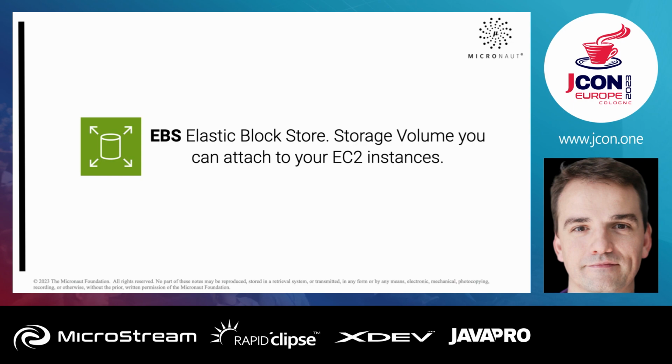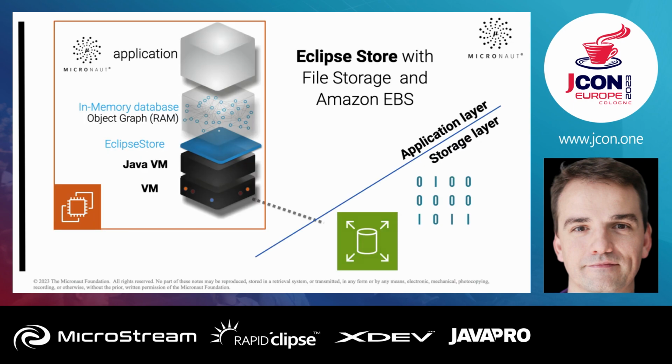So the ideal architecture, I think, this is not the architecture that I'm going to show you, but I think this is the best architecture for a Micronaut Clipstore AWS deployment, which is you deploy your application to EC2 and you mount Elastic Block Store to the EC2 machine, and you essentially write to disk in that Elastic Block Store.